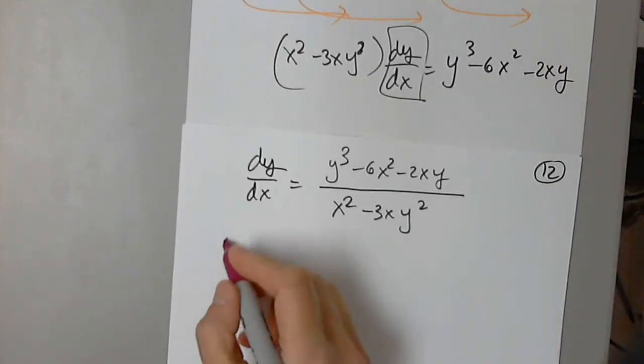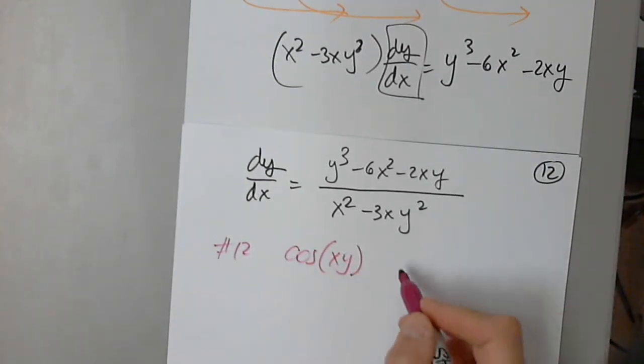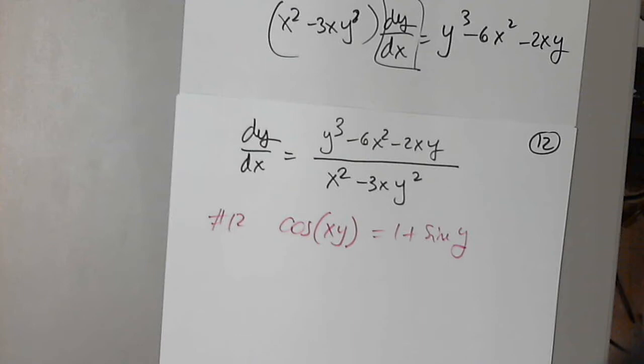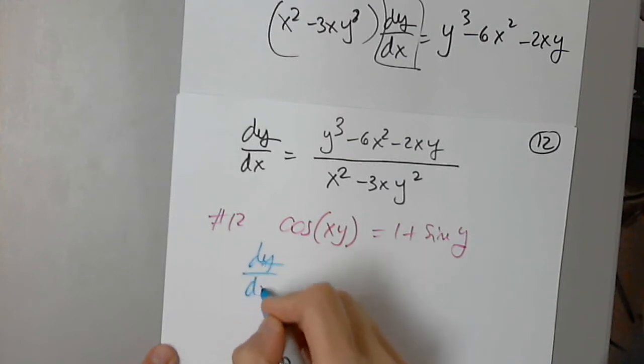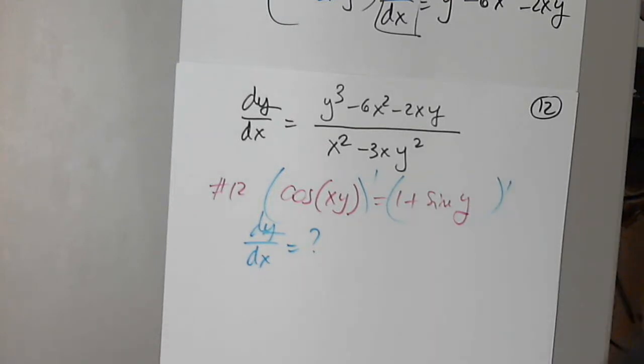Okay, I said let's also look at number 12, same page. Cosine applied to xy equals 1 plus sine y. Same question. We're asked to find dy over dx. This is not a friendly situation. Why? First of all, because I have a trig function, and inside that trig function there is a product. So we want again dy over dx. So let's differentiate the left-hand side and differentiate the right-hand side. I'm ready when you are.